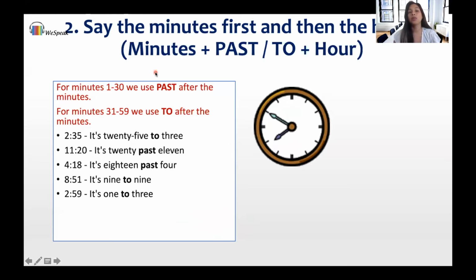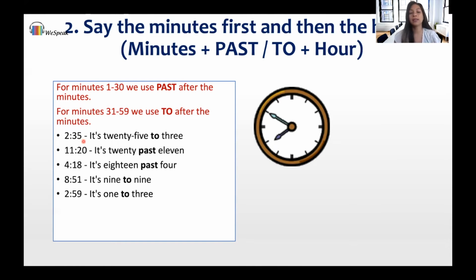But you can also do it the other way around, and you can say the minutes first and then the hour. Minutes plus past or to plus the hour. For minutes 1 to 30, we use past after the minutes. For minutes 31 to 59, we use to after the minutes. For example, it's 25 to 3.